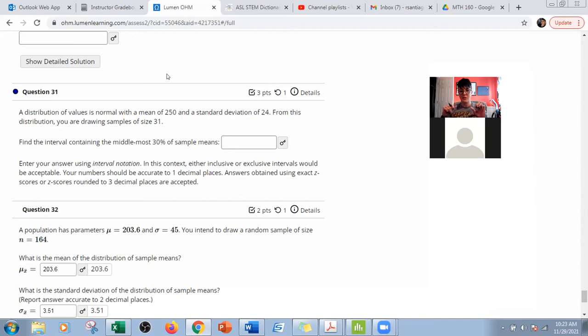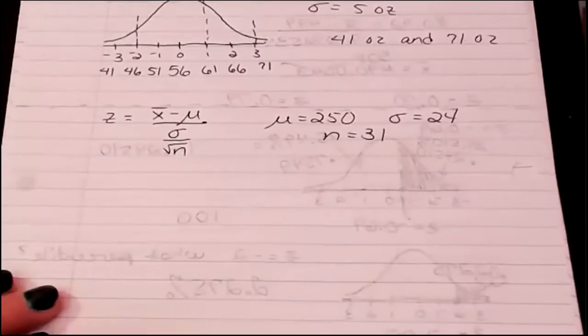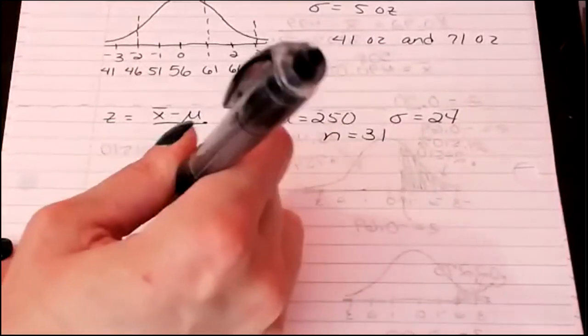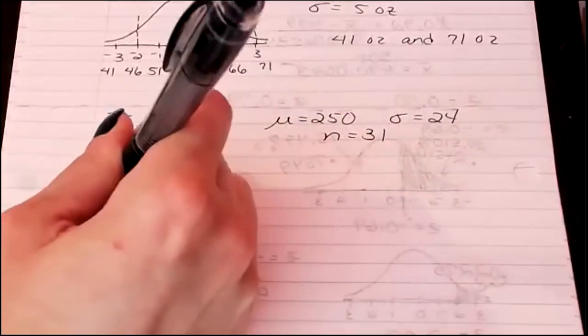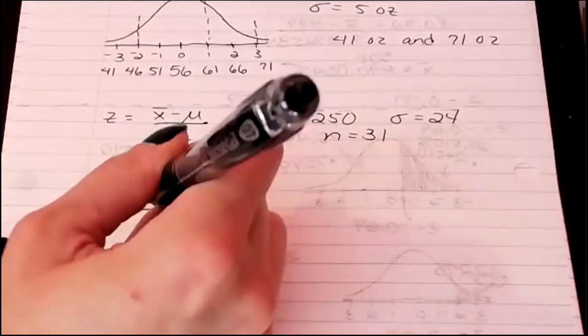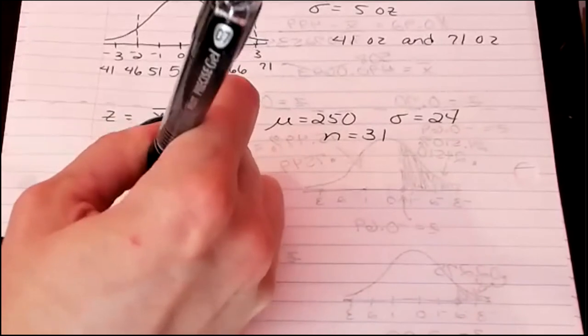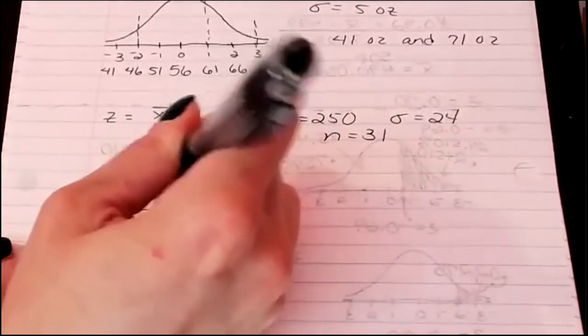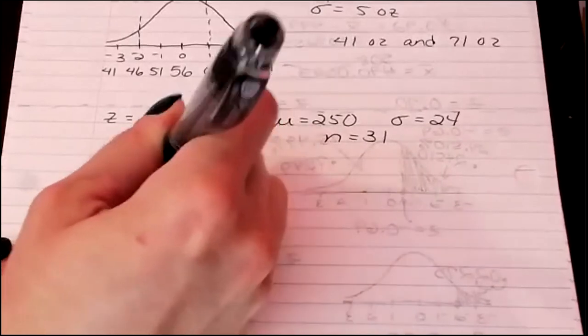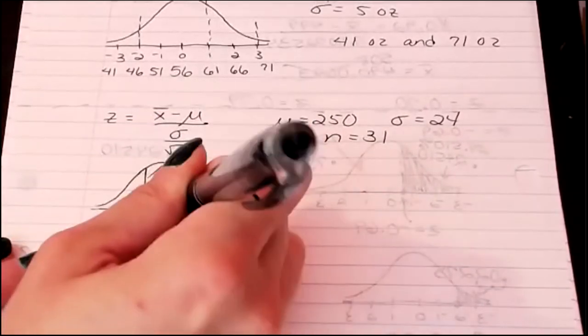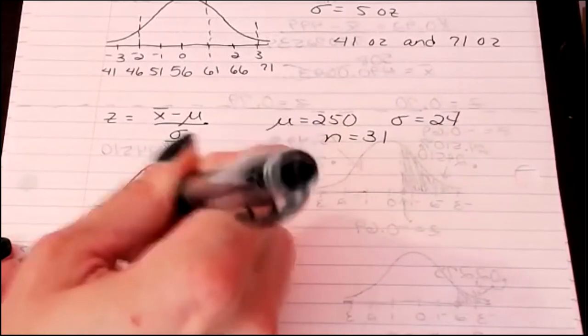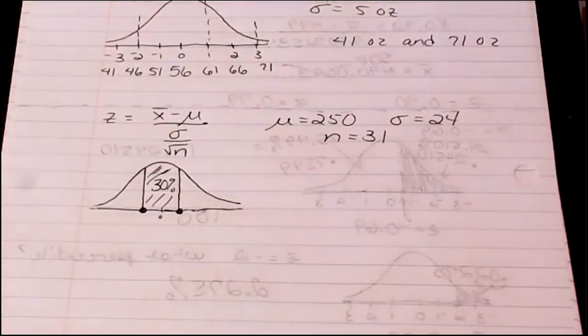We want to find the interval, right? The interval of sample means, that means x bar is unknown, containing the middlemost 30%. Okay, let's go over to my notes. We want the middlemost 30%. So the first thing I'm going to do is note that I want the middlemost 30%. What that means is we need to find these values here, where 0 is in the center. We want to find the z-scores pertaining to these values.